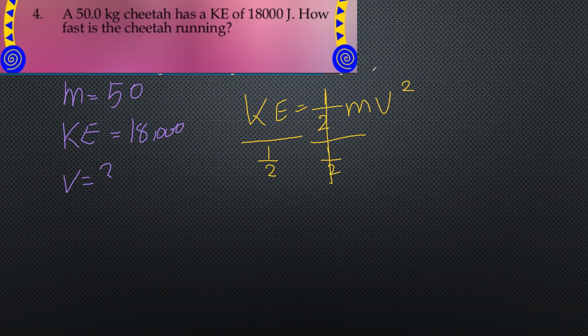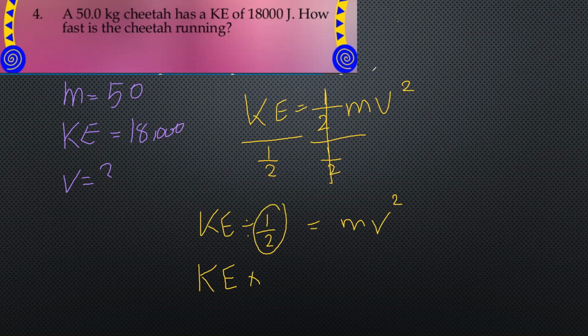So then, KE over half, that means here it's KE divided by half equals mv squared. Now, if you want to divide anything by a fraction, you have to keep the first one as it is, change the division to multiplication, and write the reciprocal of half, which is 2 over 1. So I now have 2KE is mv squared.